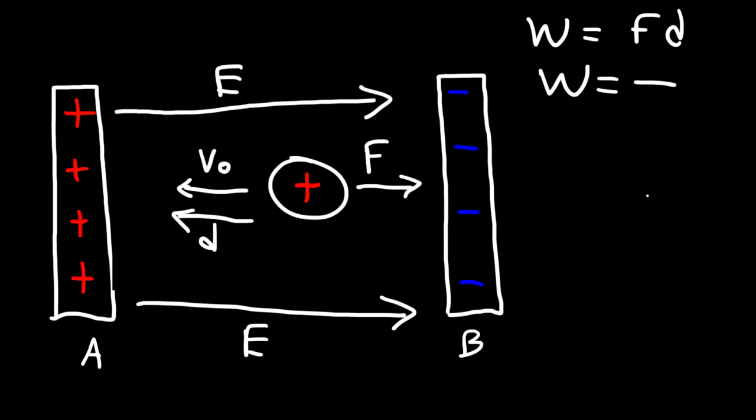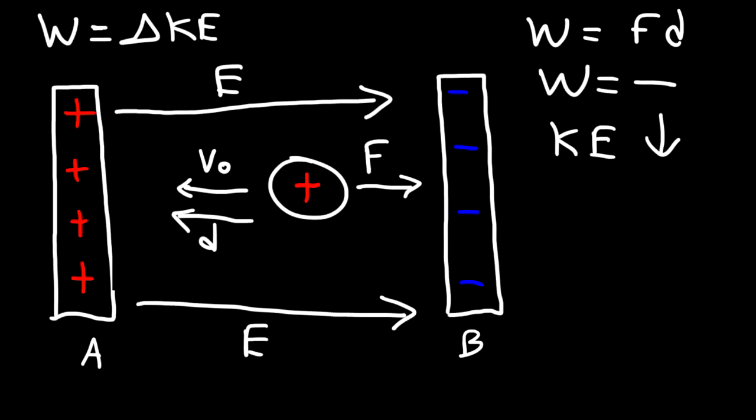So what does that mean? If the work done is negative, that means that the kinetic energy is decreasing. If you recall from the work energy principle, work is equal to the change in kinetic energy. And when the kinetic energy goes up, the potential energy goes down. And if the kinetic energy goes down, the potential energy is going up. So the change in kinetic energy is equal to the negative change in potential energy. So in this case, this charge is losing kinetic energy. It's slowing down. However, its potential energy is increasing.